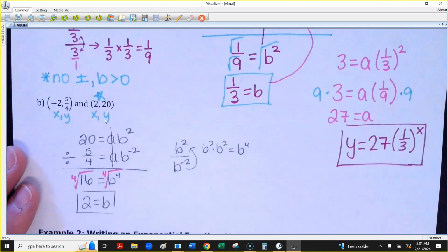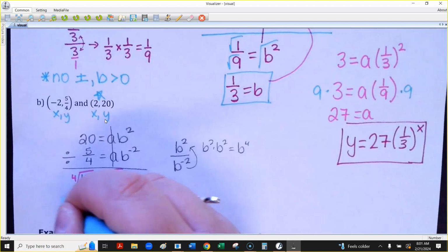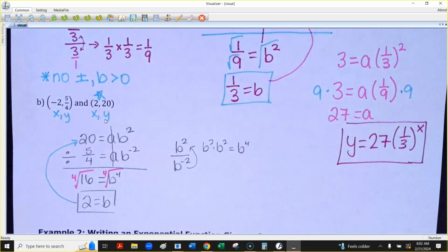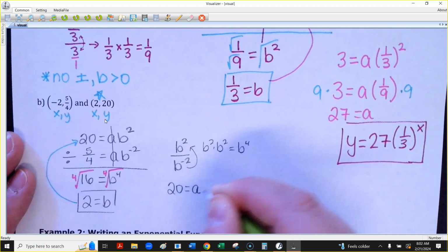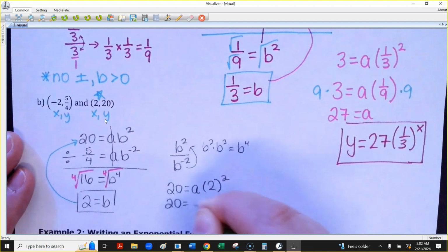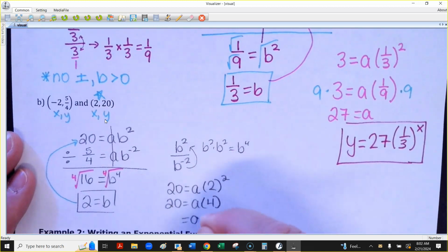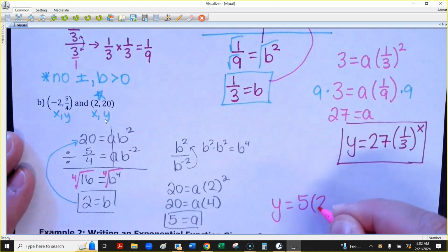And then it's up to you. You just plug it back in. If it's me, I'm not messing around with the fraction or the negative exponent. So I would put it into that first equation. So I would do 20 equals a times b, which we now know is 2 squared. So this would be 20 equals a times 2 squared, which is actually just 4. If you divide by 4, your a value is going to be 5. And so then all I have to do to write my model, y equals a, which is 5, times b, which is 2, to the x.